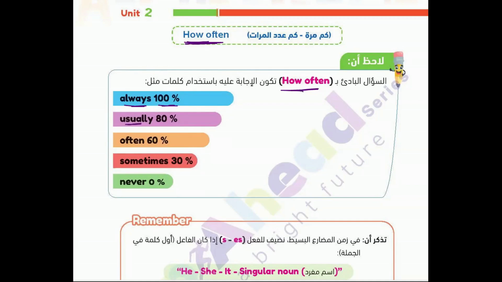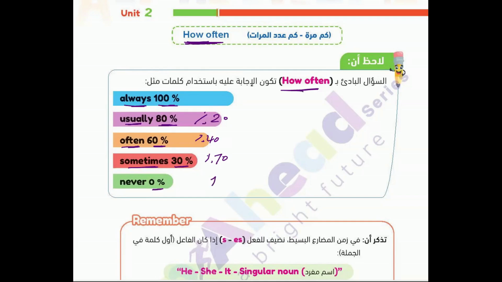Usually, it means I'm repeating this action 80%. So I have 20%. I don't do this action. Often, it means I repeat this action 60%, but I have 40%, I don't do this action. Maybe I do another action. Sometimes 30%. So it means I'm repeating this action 30 times, but 70 times I don't do this action. Never, 0%. I don't do this action at all.